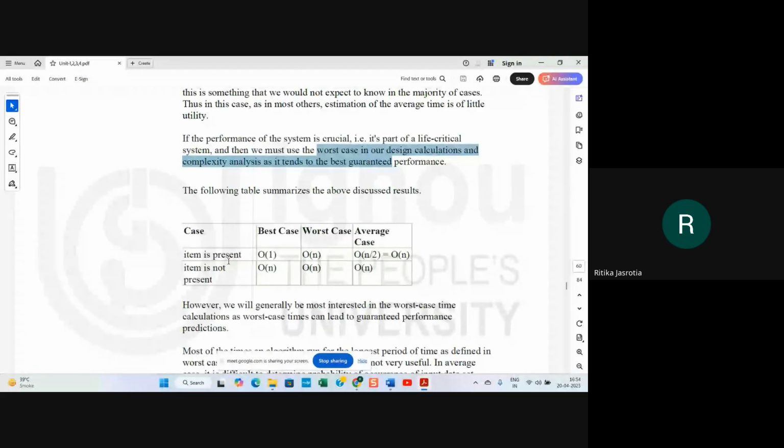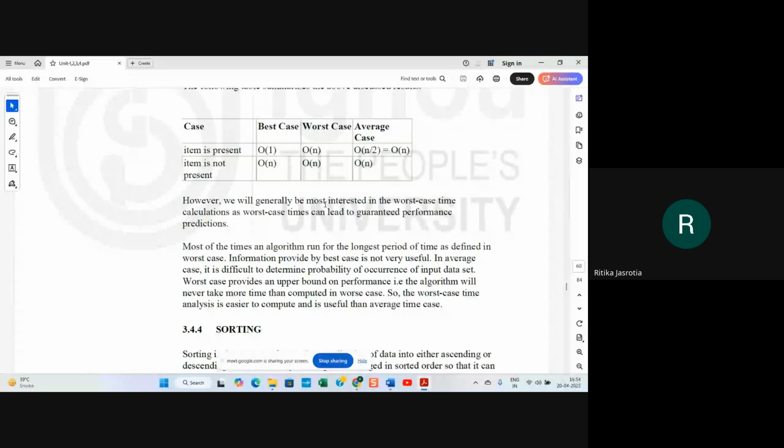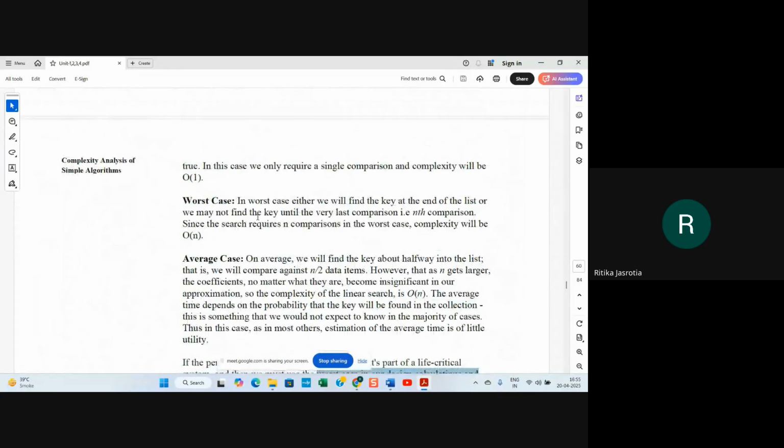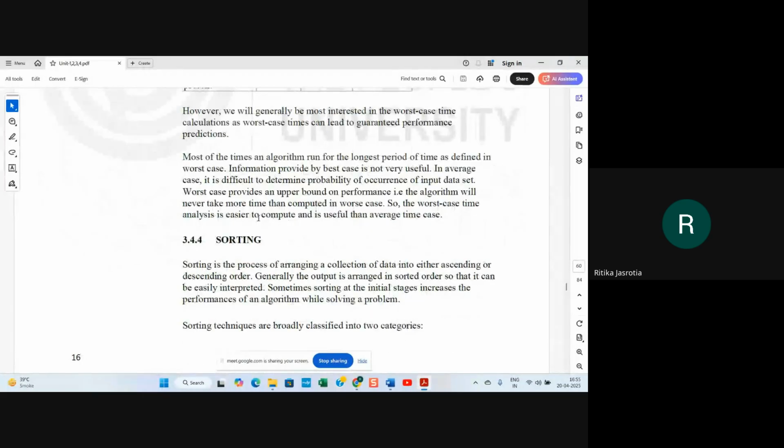If the item is present, the best case is O(1), the worst case is O(n), and the average case is O(n/2), which is O(n) only. If the item is not present, the best case is O(n), the worst case is O(n), and the average case is O(n). However, we will generally be most interested in the worst case time calculation, as worst case times can lead to guaranteed performance predictions. So you take the worst case more often than the average or best case.